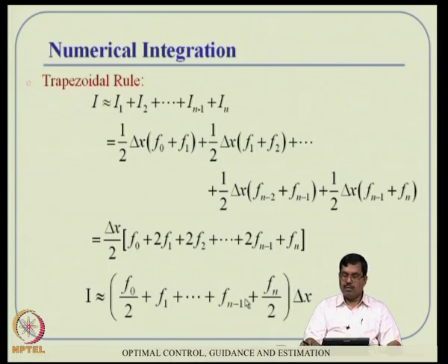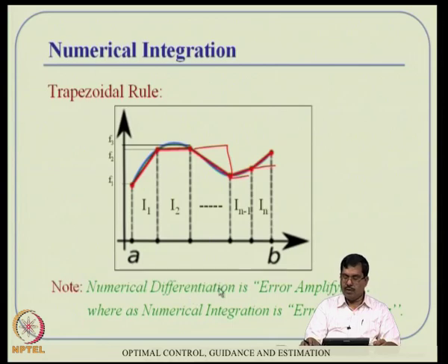If I take these two inside and then take delta x common here, then the area by the trapezoidal rule is given like this.